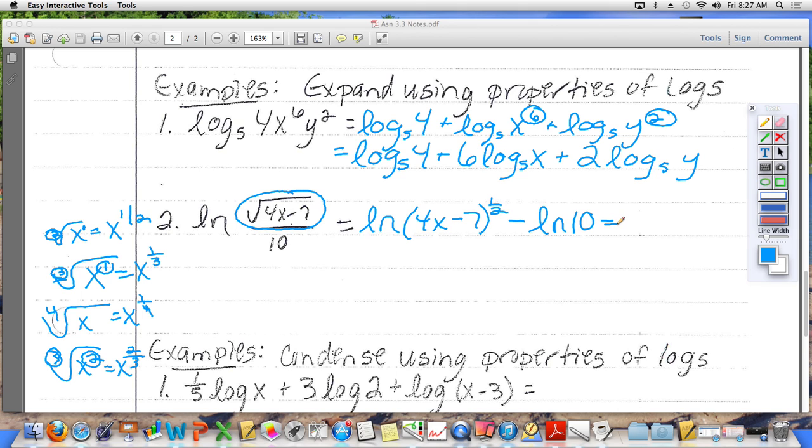Why am I not done? You still have to have the 1/2 in front of the ln. Yeah, I still have that 1/2 power that can be moved in front of the ln. So I could rewrite this then as 1/2 ln of 4x minus 7, minus the ln of 10.